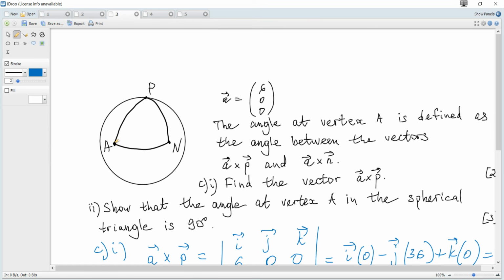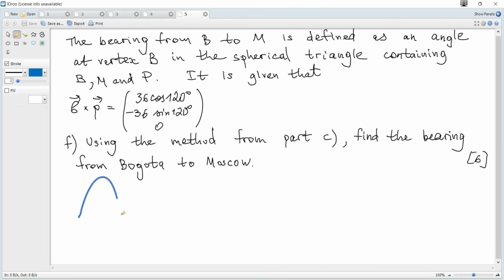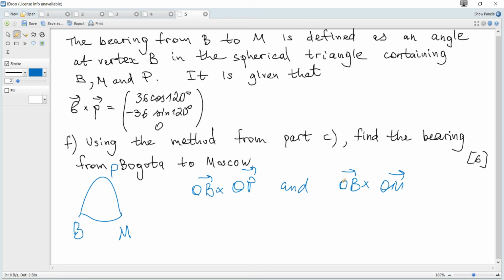You can see that at vertex A it's A cross product P, A cross product N, and then the angle between these two vectors. And absolutely similarly, it's triangle B, P, M. So we need the angle between OB cross product OP and OB cross product OM. And this is already given, so we need just the cross product of OB and OM, and then the same formula with dot product to find the angle, and it will be the required bearing.